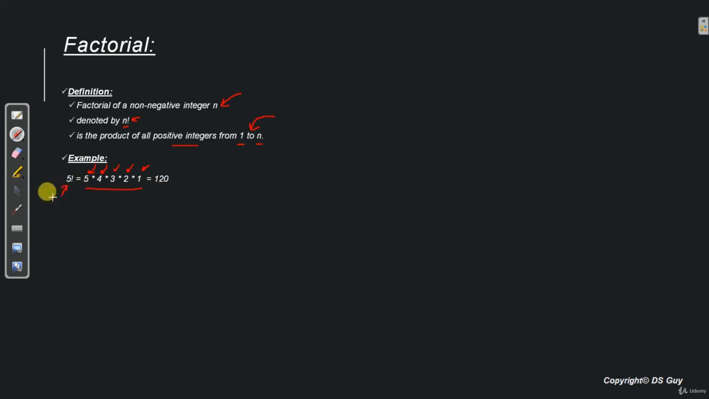Fine. Now let's see one more example. So let's say we want to find factorial of 10. So how do we do that? Again, we start from 1 multiplied by 2, 3, 4, 5, 6, 7, 8, 9 and 10. So the value comes to 3,628,800.